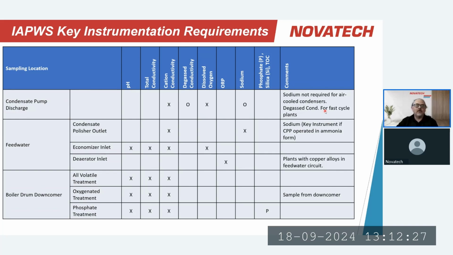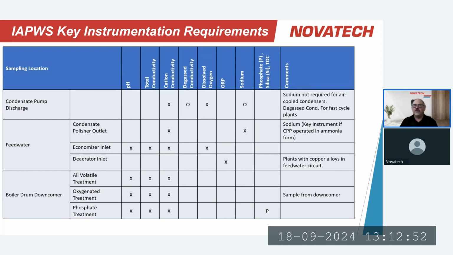Obviously, if it's air-cooled, then we're not introducing potentially sodium via leaks in the condenser. But if we have a water-cooled condenser, then any kind of leak could introduce untreated water into our steam water system, and that we would see as an increase in the sodium value. So there's a list here. Again, it's here for reference. This is not an absolute.